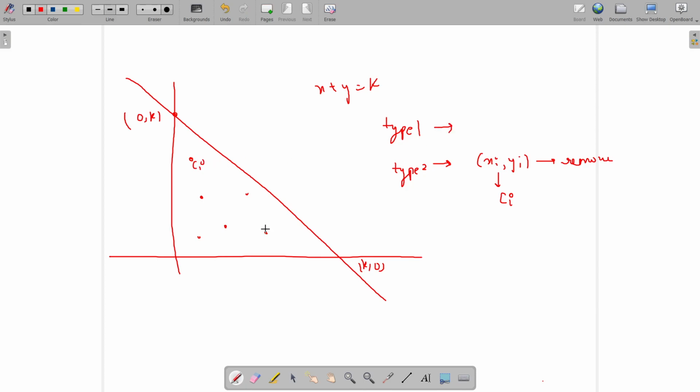Another choice is to pick any point here, suppose xi, yi. What you will do is keep going up and keep going to the right, and you will basically remove all the elements lying in this triangle. The cost of this is, if the triangle has some length L, then the cost of this operation is L times A.